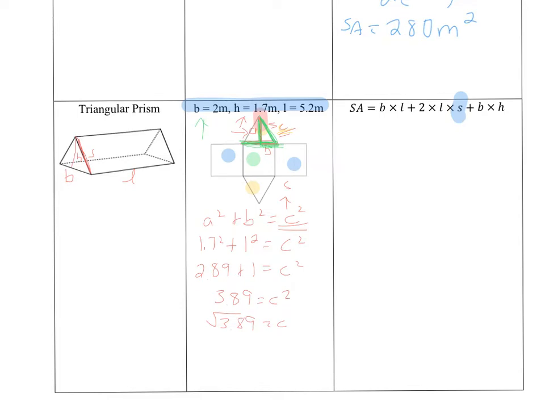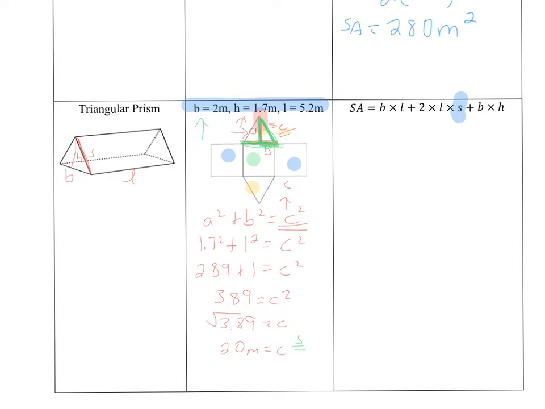So when you round this, it actually gives you 2. So this would give us 2 meters equals C, which is technically our S as well. Okay, let's put some things in the formula.